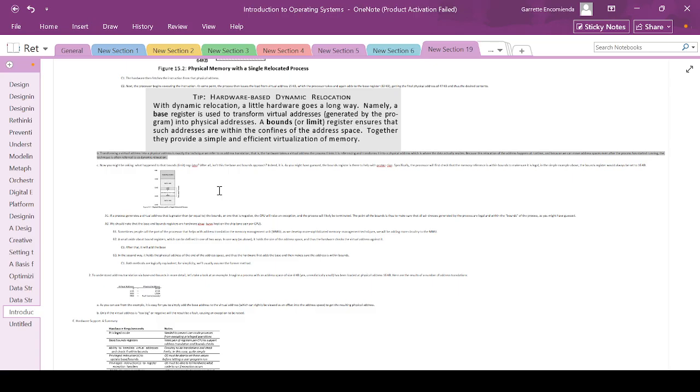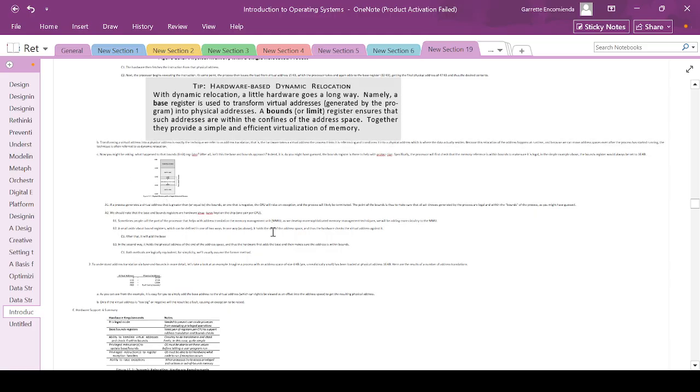instruction and executes it. Because this relocation of the address happens at runtime, and because we can move address spaces even after the process has started running, the technique is often referred to as dynamic relocation. So the reason it's called dynamic relocation is because it's happening at runtime using hardware. Actually, hardware is the one that locates the physical address, and we can change the position even after the process has started running.